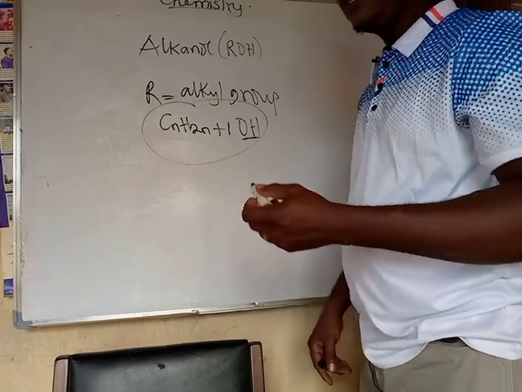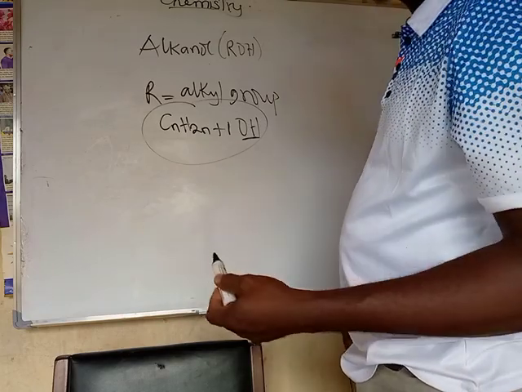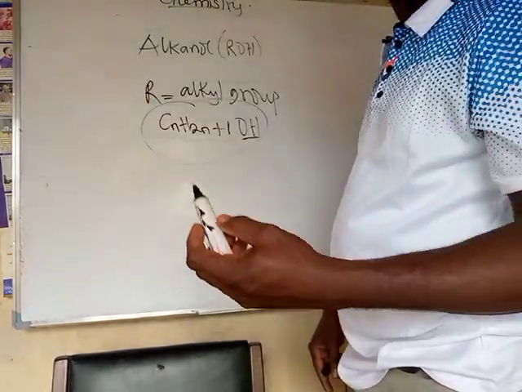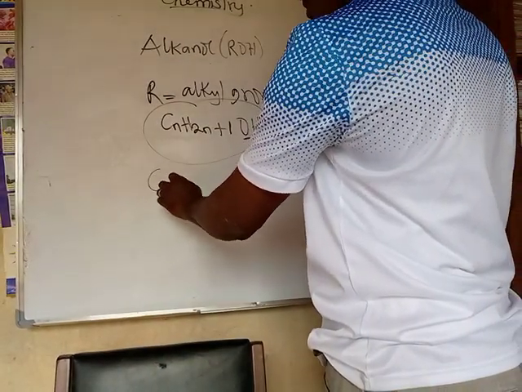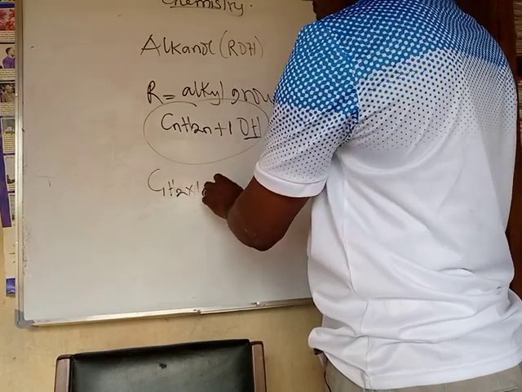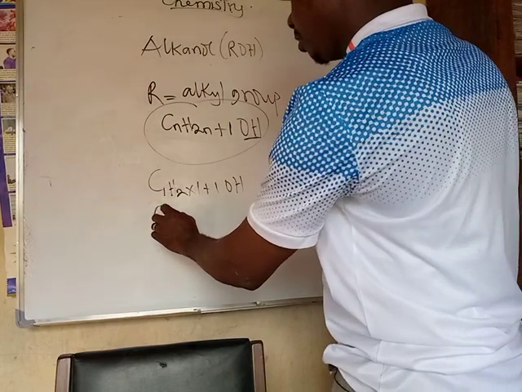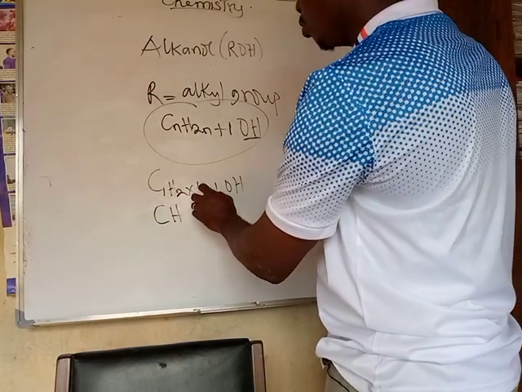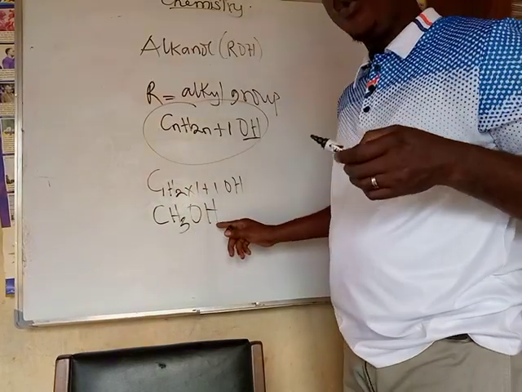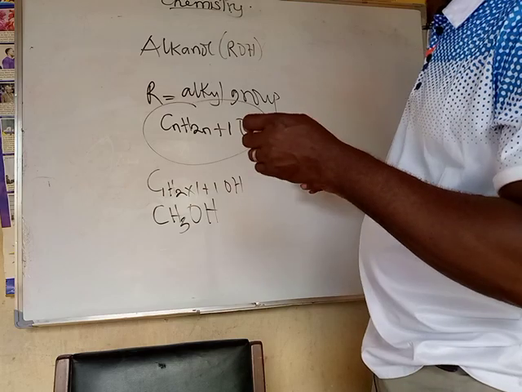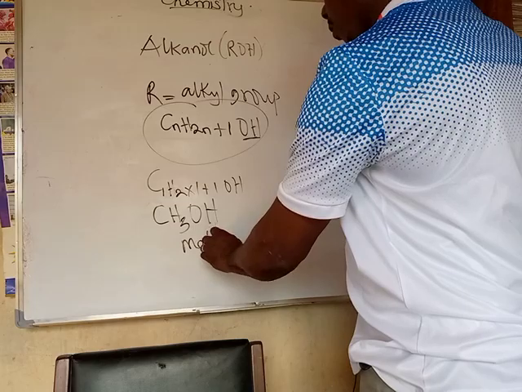For instance, if you want to get the first member of alkanol, always put n equal to 1, the way we solved the other ones. If n equals 1, then CnH2n+1OH becomes CH, 2 times 1 is 2, plus 1, 3. CH3OH. And this is the first member of alkanol, called methanol.